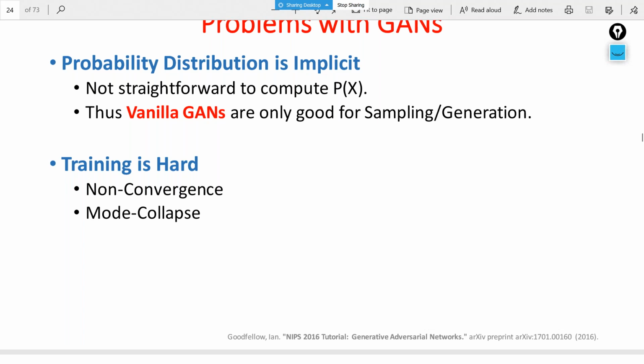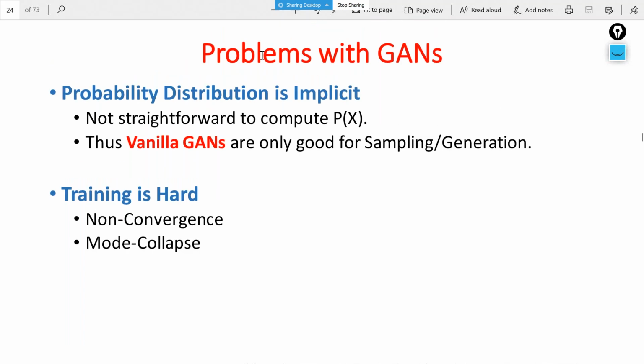Okay, two problems I'll discuss. One is non-convergence. You got to know about this. The probability distribution is implicit, not straightforward to compute P of x. So GANs were introduced to find the probability of x being x. Thus vanilla GANs are only good for sampling or generation. Very basic. You have 10 images and you have to generate 20 images, so you use vanilla GANs, and it is proven it is not that good. Vanilla GANs are fully connected, a normal neural network. No CNNs, nothing over there.